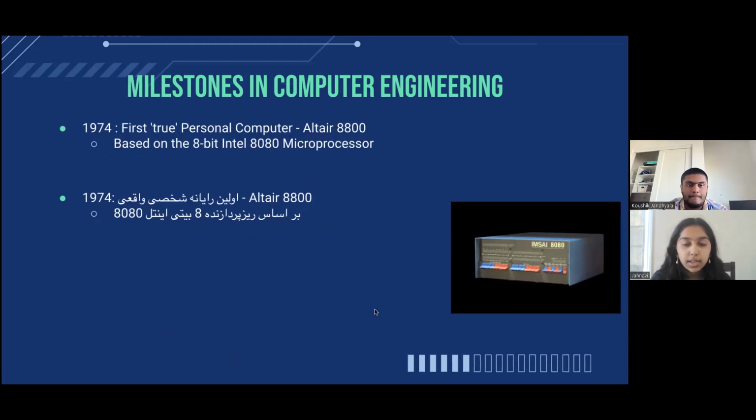And to continue, in 1974, there was the first true personal computer, the Altair 8800. Altair was the first actual PC. It was based on the 8-bit Intel 8080 microprocessor.